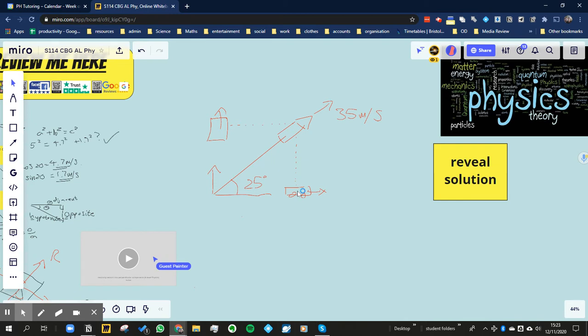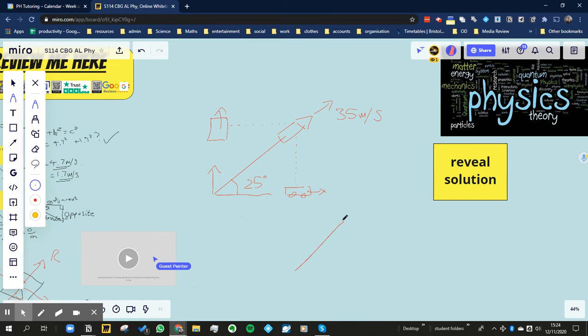Well, basically, the car is traveling at the same speed as the rocket's horizontal component, and the elevator is traveling at the same speed as the rocket's vertical component. In other words, we're going to separate this rocket's velocity into its components using a little bit of trigonometry.